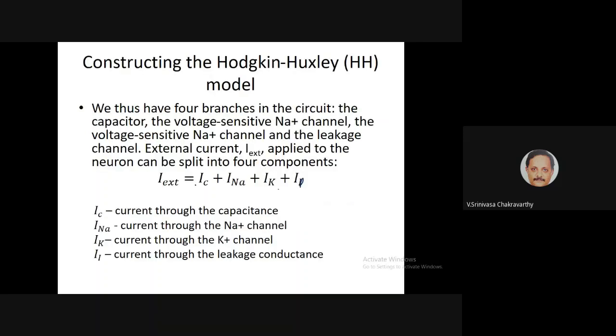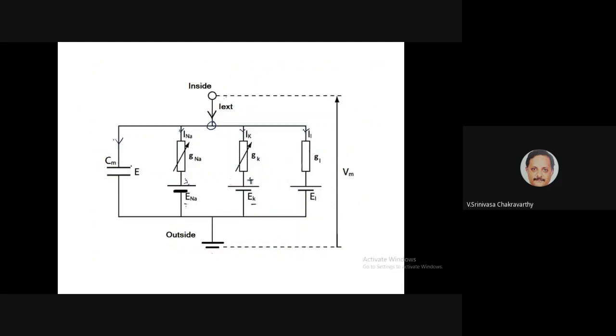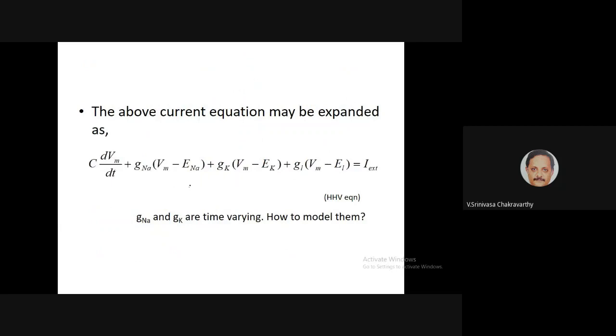And these can be calculated like this. IC is C dV by dt, then INA is Vm minus ENA times GNA. Okay, and similarly the IK is GK times Vm minus EK. Similarly, IL is GL times Vm minus EL. This whole thing is equal to Ix. Okay, so this is the basic equation. This is the voltage equation, and we should remember this well because we'll be doing more of this later. Right? We need to learn how to write this equation.